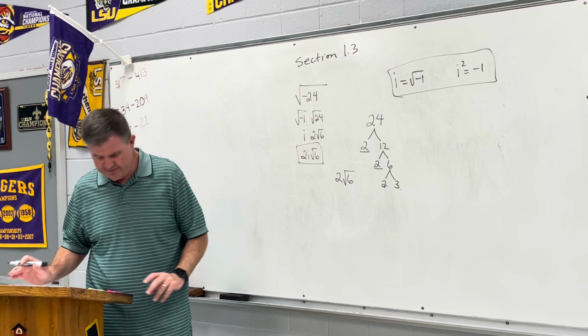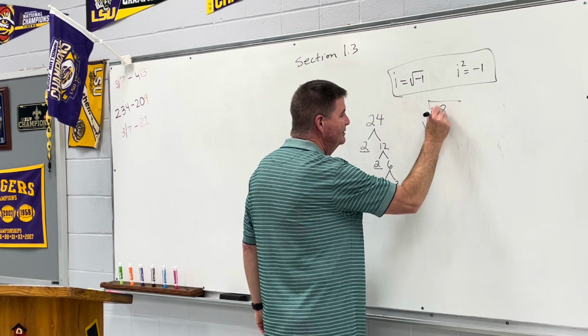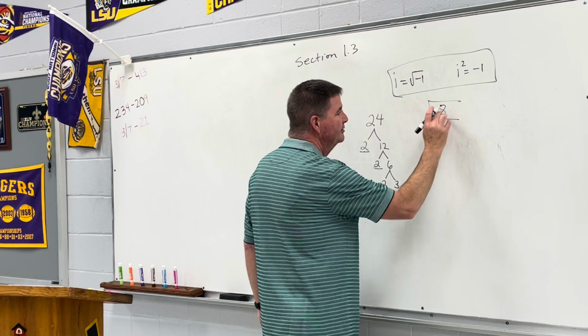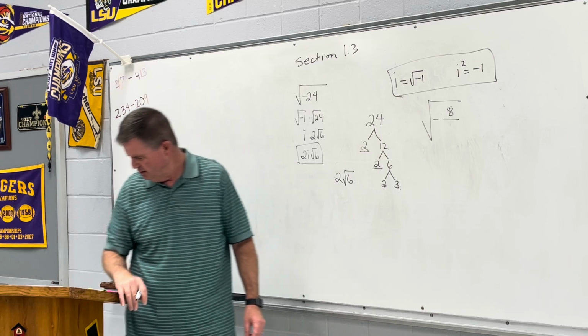Okay, suppose I have the square root of negative 8 over 49.